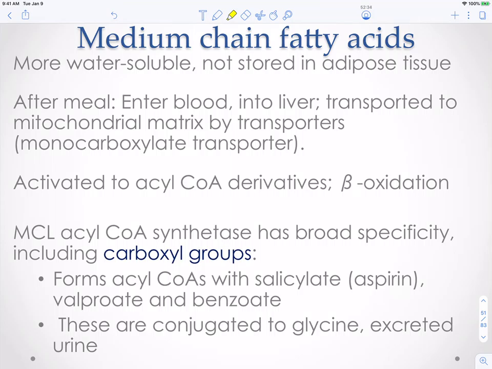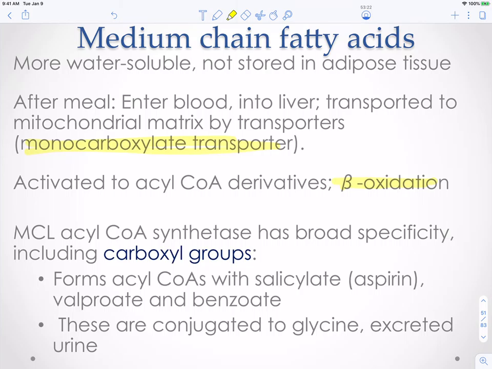Now for medium chain fatty acids, these are more water soluble, so these cannot be stored in adipose tissue, they have to be used up. After a meal, they will enter the blood, go into the liver, and then they'll be transported to the mitochondrial matrix by monocarboxylate transporters, and then they're going to be activated to their acyl-CoA derivatives and undergo beta oxidation. Medium chain acyl-CoA synthetase is going to have a broad specificity for these medium chain fatty acids, and in addition to activating your medium chain fatty acids, they will also add CoA to aspirin.